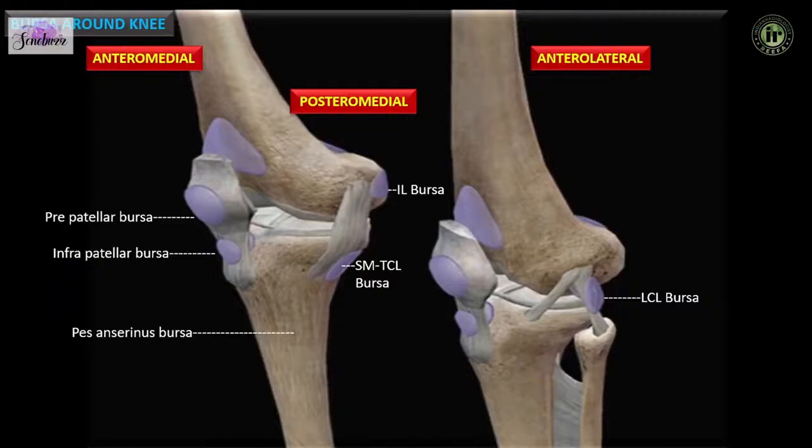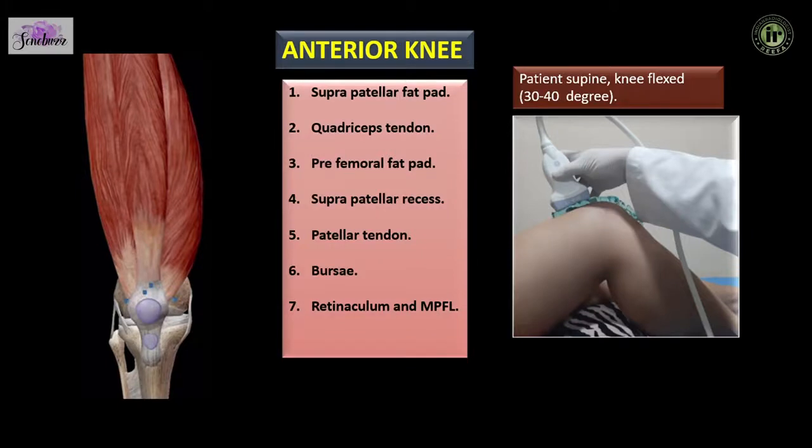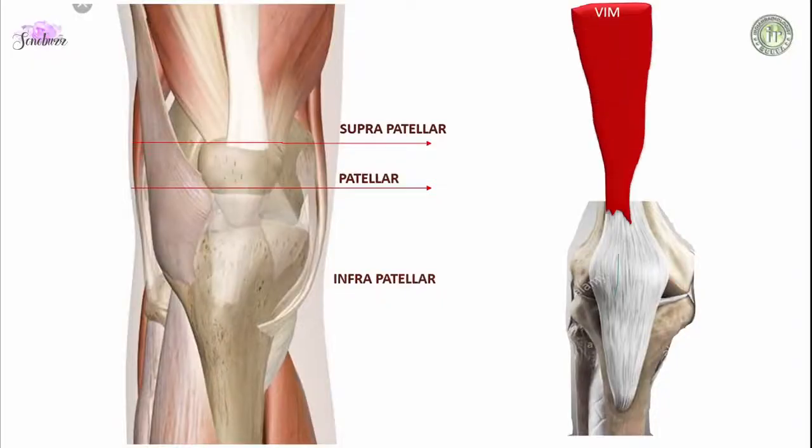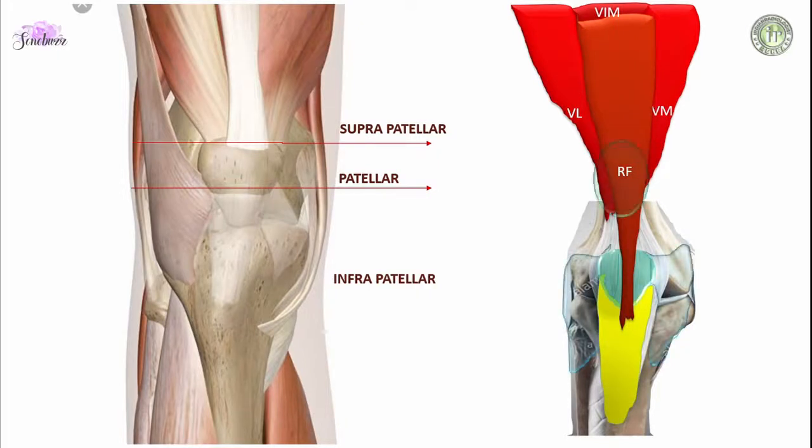And also remembering many important bursae and the recesses around the knee joint, we will move into the ultrasound screening of the knee joint. Starting with the anterior knee, the patient is supine, knee flexed at 30 to 40 degrees. Put a pillow below the knee joint to make the patient comfortable, and we are going to see the following structures one by one. So here we are going to see the quadriceps muscle forming the quadriceps tendon, the patella and the prepatellar area, the patellar tendon, retinaculum, suprapatellar recess, and the prepatellar and infrapatellar bursae.